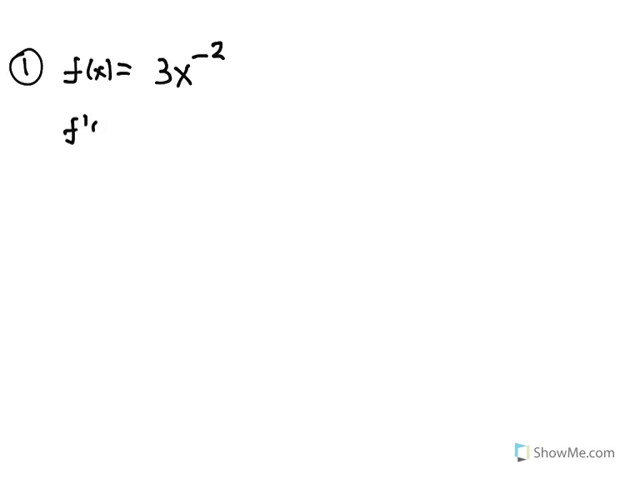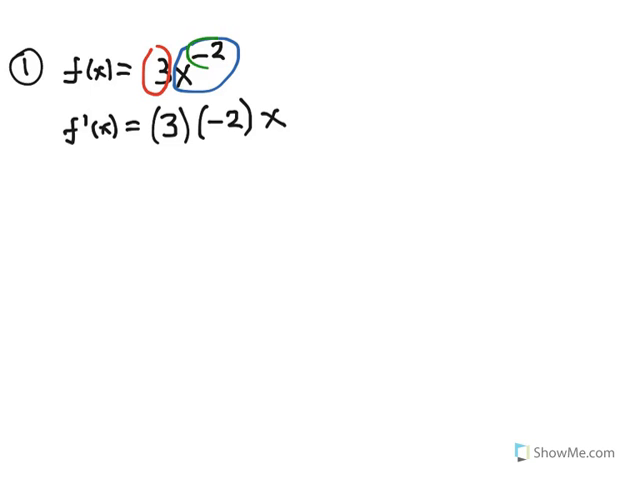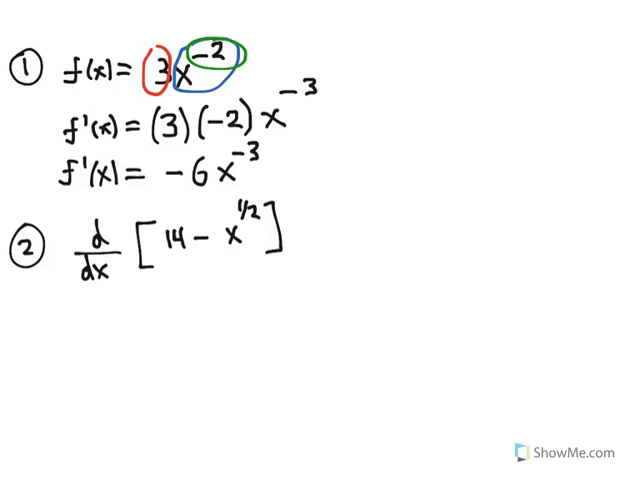Let's take a look at number one here. To find the derivative, I will recognize that I have a constant times a power function. So the derivative can be found by doing 3 times the derivative of the power function. And how do I find the derivative of the power function? I bring the exponent negative 2 to the front, and then I subtract the exponent by 1. Negative 2 minus 1 is negative 3. So the derivative here would be 3 times negative 2 is negative 6 times x to the negative 3. If you'd like, you can rewrite that using properties of exponents, or you can leave it like that.